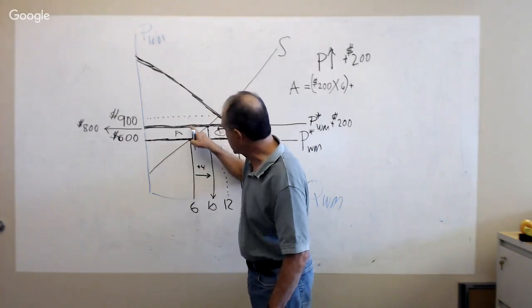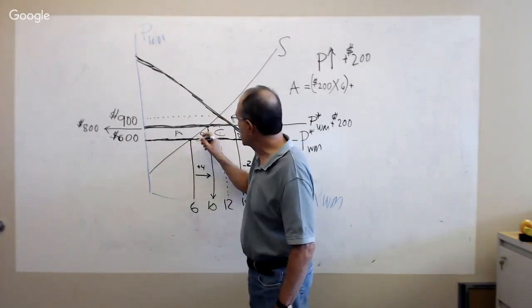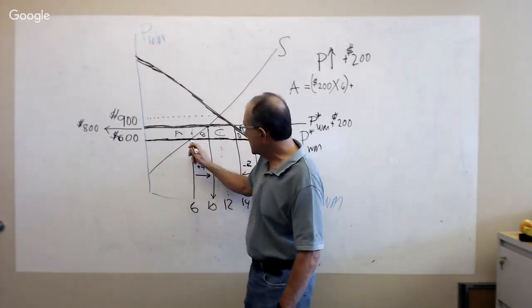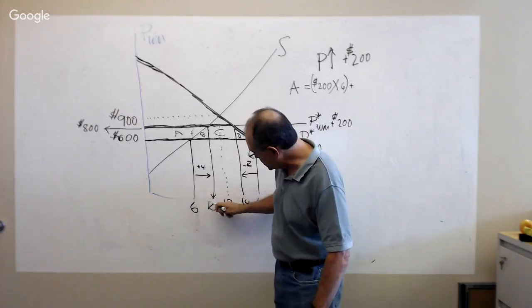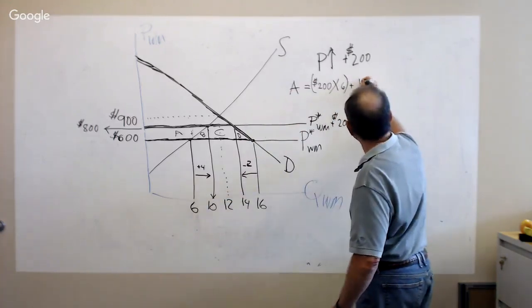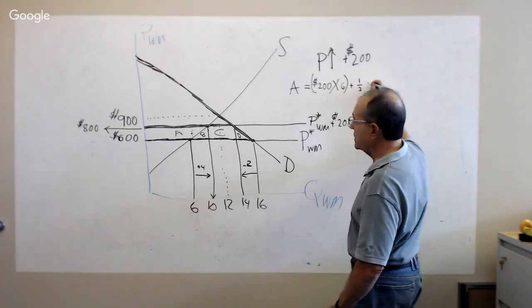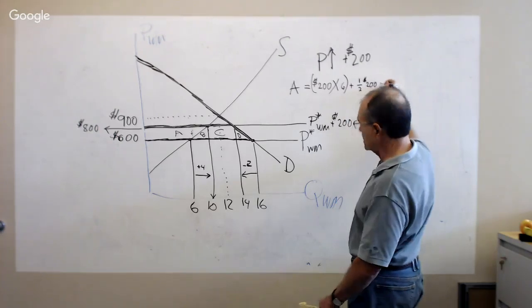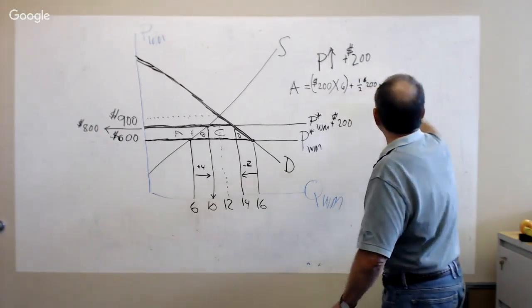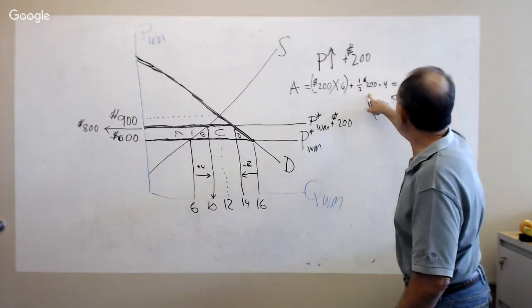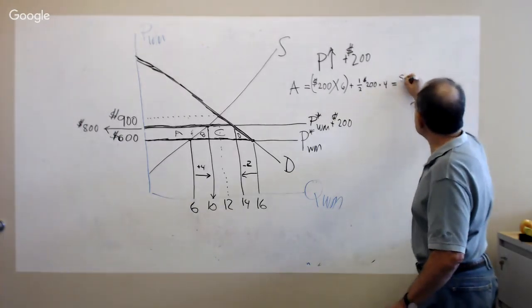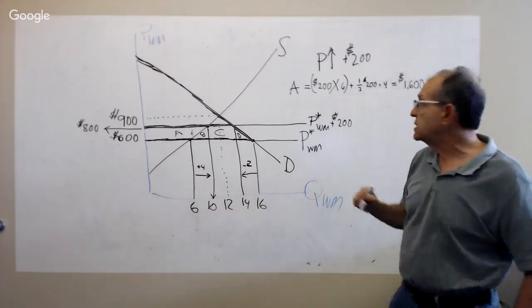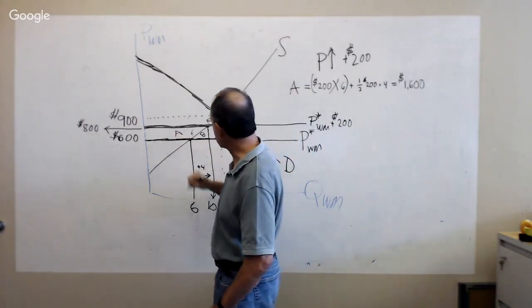The height of the triangle is $200. Do you want to put a little dash line? There, yeah. So the height of it is $200. The width of the triangle, or the base, is 4 units. If you recall, the area of a triangle is 1/2 times the height, $200, times the base, which is 4 units, right? So this works out to 1,200 plus 100 times 4, that's $1,600. So the dollar amount represented by area A is $1,600.